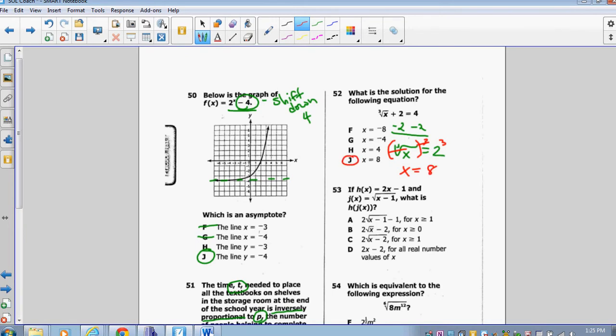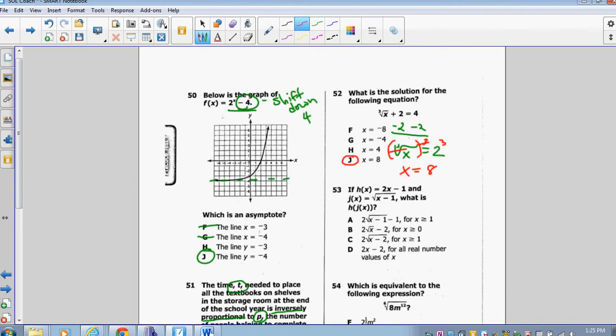Alright, in problem 53 we want to do h of j of x. So don't worry too much about the domain parts at the end. They're not going to give you an answer that's right except for the domain, so just worry about what's to the left of the comma. Don't worry about the stuff after the comma.